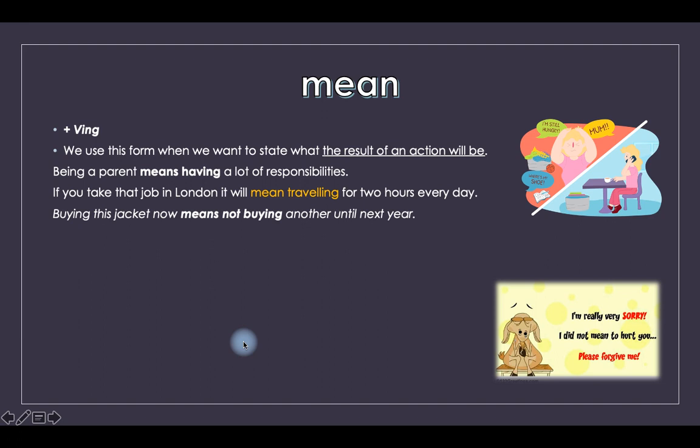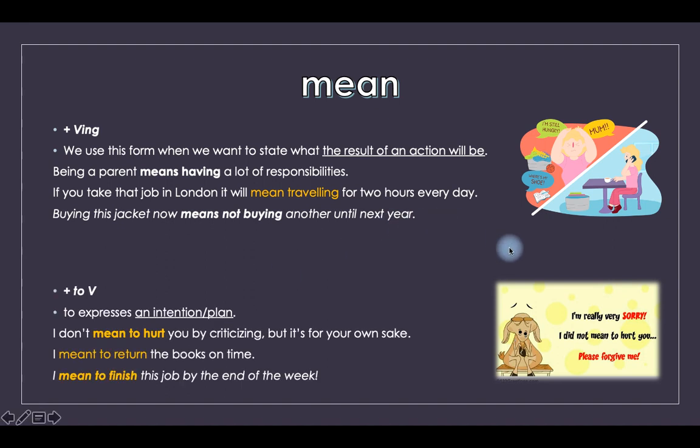So in Turkish, you would say something like, o işi alman her gün yolda 2 saat geçirmen demektir. It will mean traveling for 2 hours every day. If we use it with to, in the infinitive form, it means that we are speaking about an intention or a plan. I don't mean to hurt you by criticizing, but it's for your own sake.